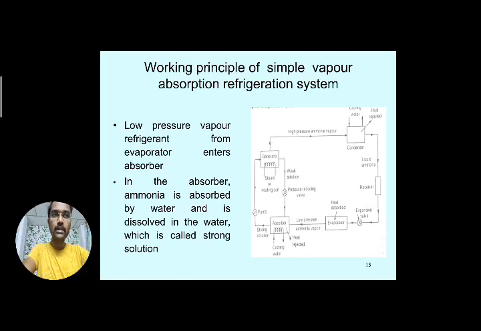Ammonia percentage is increasing again. The more the quantity of ammonia increases and dissolves in the water, the more it gets dissolved in the water, which is called the strong solution. As already discussed at the start, the strong solution is present in the generator. So how are we getting the strong solution in the generator? Again here the same quantity of ammonia is mixing with the water, forming a strong solution here.